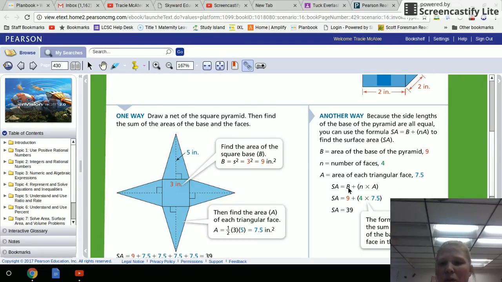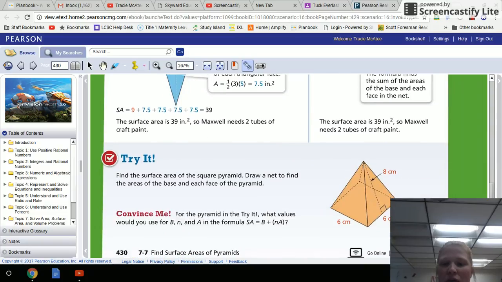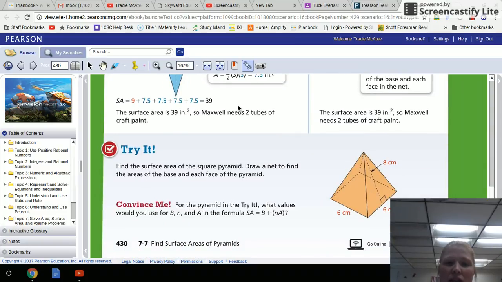So you would take whatever the base is, plus, you'd have to figure this out first because it's in parentheses, plus there are 4 faces times an area of 7.5. You figure out this portion first inside the parentheses. That would give you 30, and then add that to 9 and you would get 39. So very simple if you understand surface area of prisms from yesterday.